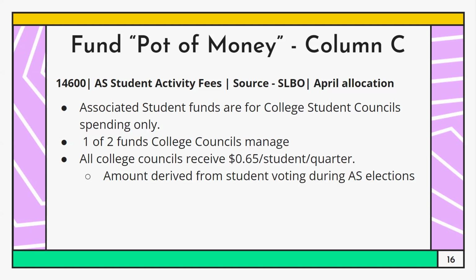That amount is subject to change, and that amount's derived from student voting that's done every year during AS elections. So if the students feel that there should be a revision done, they can either put on the ballot to increase or decrease that amount, and then the students will vote for that as a whole to see if it will pass.